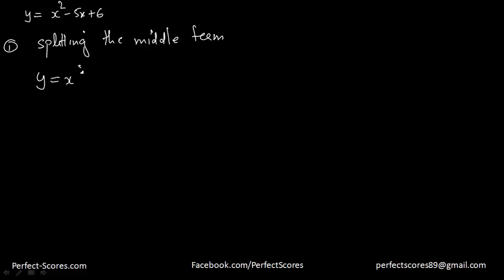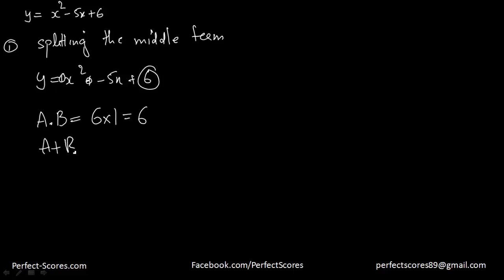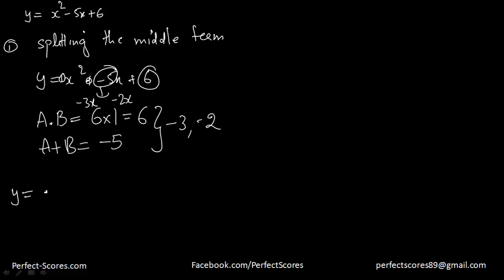So if y = x squared minus 5x plus 6, you will find two numbers whose product is 6 times 1 and whose sum is negative 5. So I have to find two numbers whose product is positive 6 and sum is negative 5. Those two numbers are negative 3 and negative 2. Now you split the middle term into negative 3x and negative 2x. So this becomes x squared minus 3x minus 2x plus 6. You're going to take the x out.